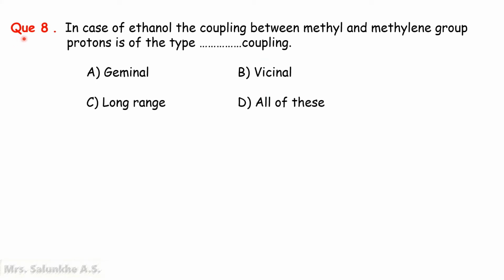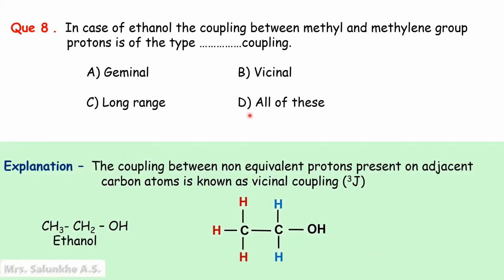Then next question, question number 8. In case of ethanol, the coupling between methyl and methylene group protons is of the type dash dash coupling: geminal coupling, vicinal coupling, long range coupling, or all of these.